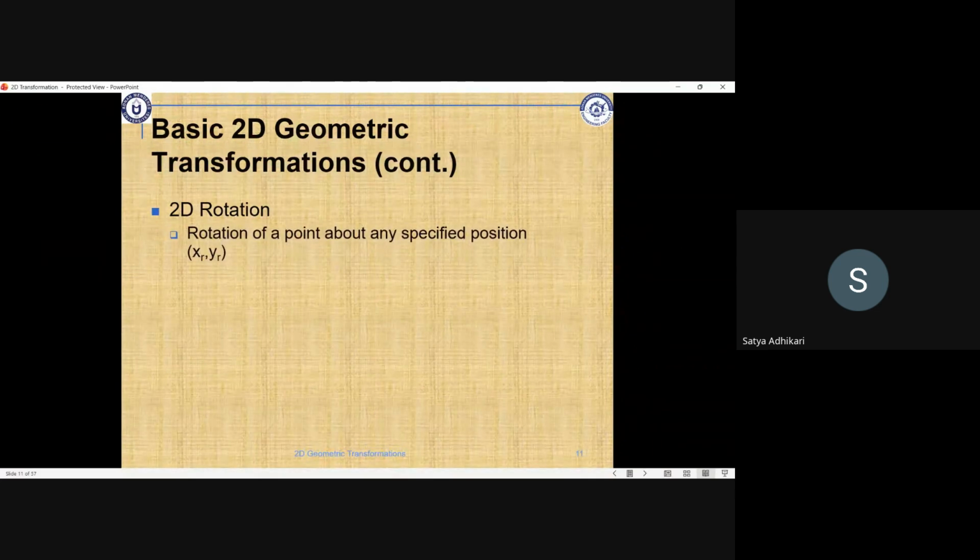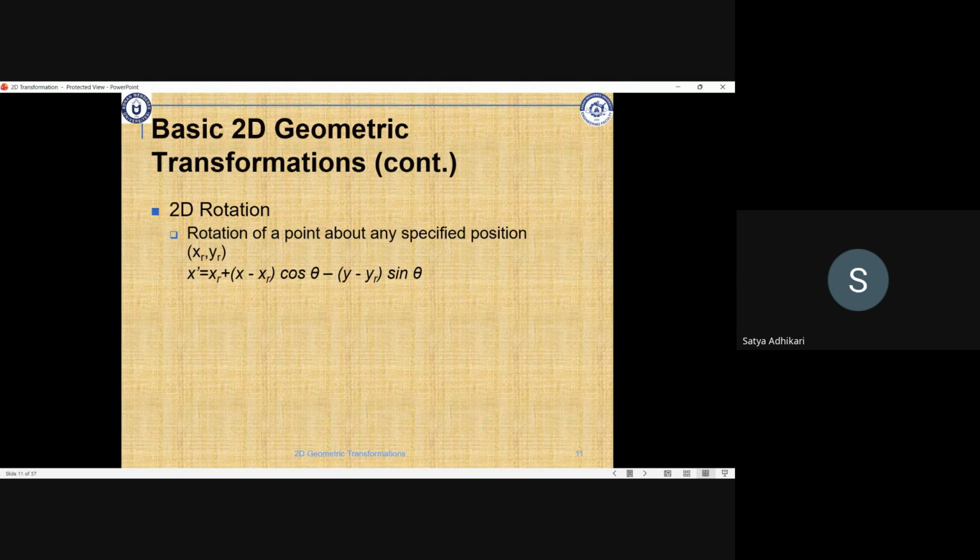Okay, so rotation of a point about any specified position xr, yr: x dash is nothing but xr plus x minus xr cos theta and y minus yr sin theta. So this is a rotation not about the origin. The pivot point is other, that is xr and yr. In the previous example, we considered the pivot point to be the origin. But if the pivot point is not the origin, it is a point other than the origin, so we use this value.